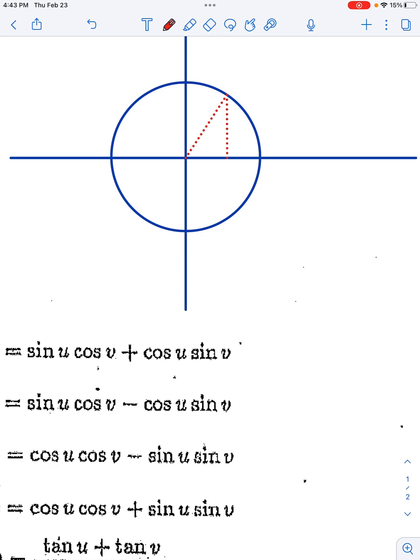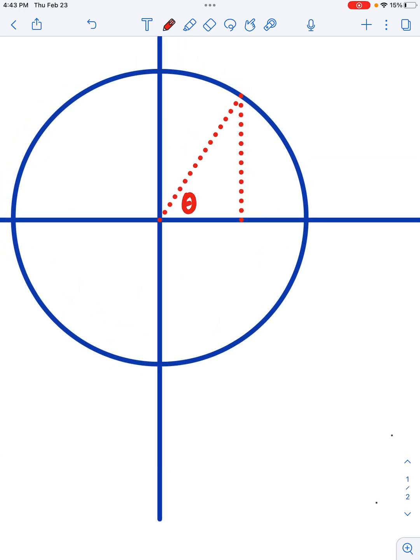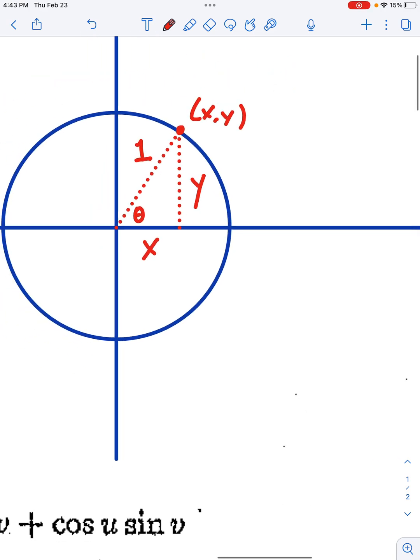This angle right here, theta. This is just going to be some coordinate here, I'll just call that x comma y. So the bottom of this triangle is x, the side is y. This is the unit circle, so the hypotenuse of this triangle, which is also the radius of the circle, is equal to 1. So then we have x squared plus y squared equals 1.